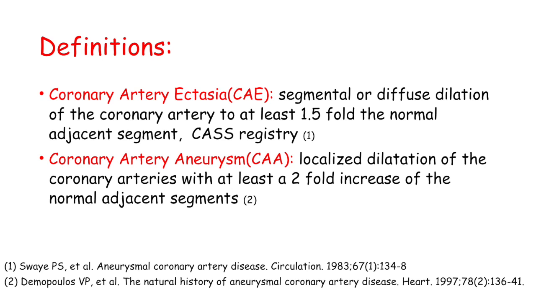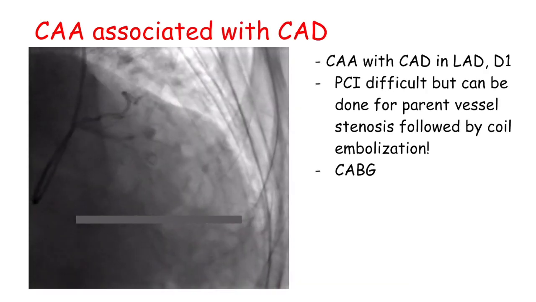On the other hand, coronary artery aneurysm is localized dilatation of the coronary arteries to at least 2-fold increase of the normal adjacent segment, which is much easier to diagnose because it's very focused, localized, and you do see normal segments next to it. We can distinguish aneurysm from ectasia. It has a sharper beginning and end point, and it involves a shorter part of the coronary arteries. Our patient that I presented has coronary ectasia, which is very clear.